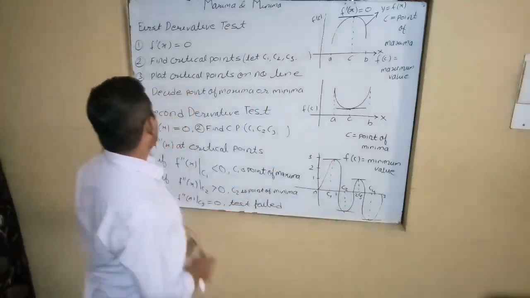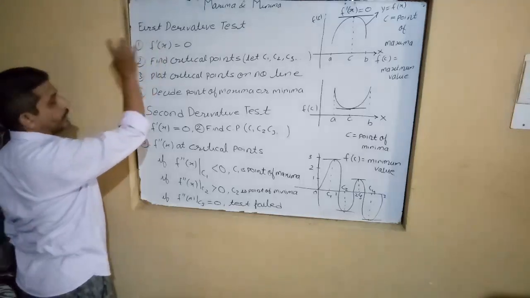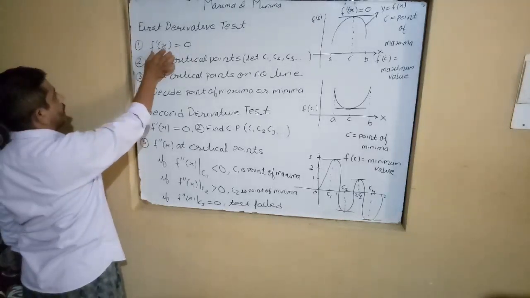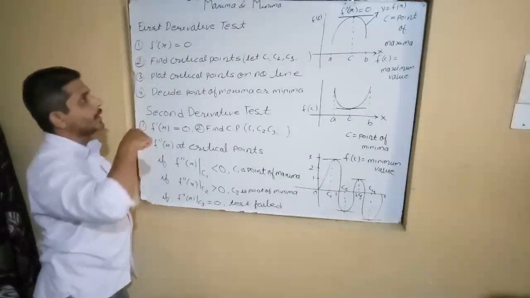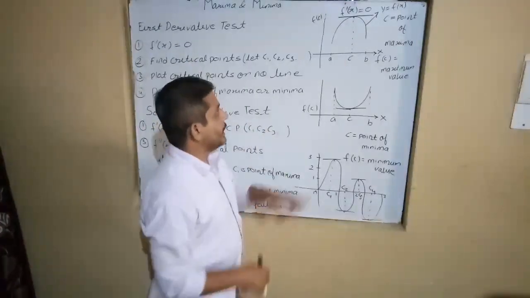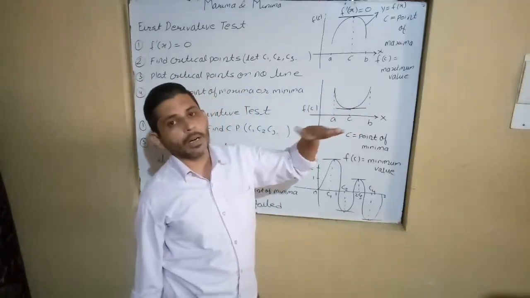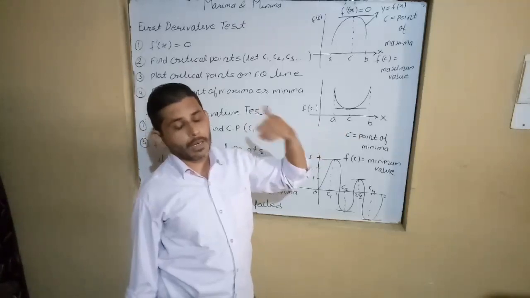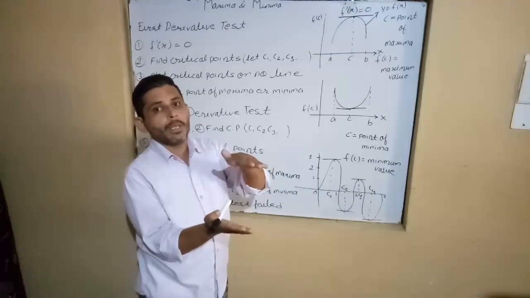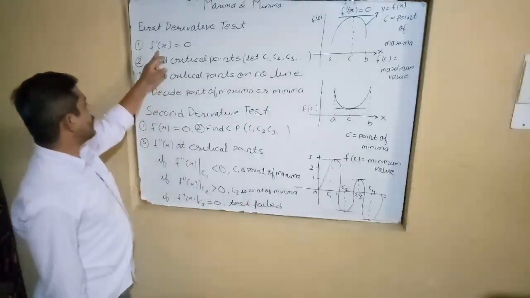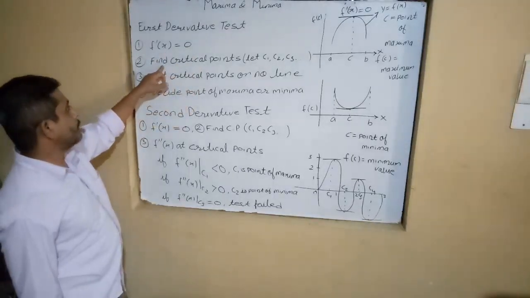So first we find the derivative f'(x). First we differentiate the given function and equate it to 0. Why do we equate it to 0? Because we know that at the extreme point the tangent is parallel to the x-axis, and if the tangent is parallel to the x-axis, its slope will be 0. That's why we put f'(x) = 0, and when we equate to 0, we will find what?